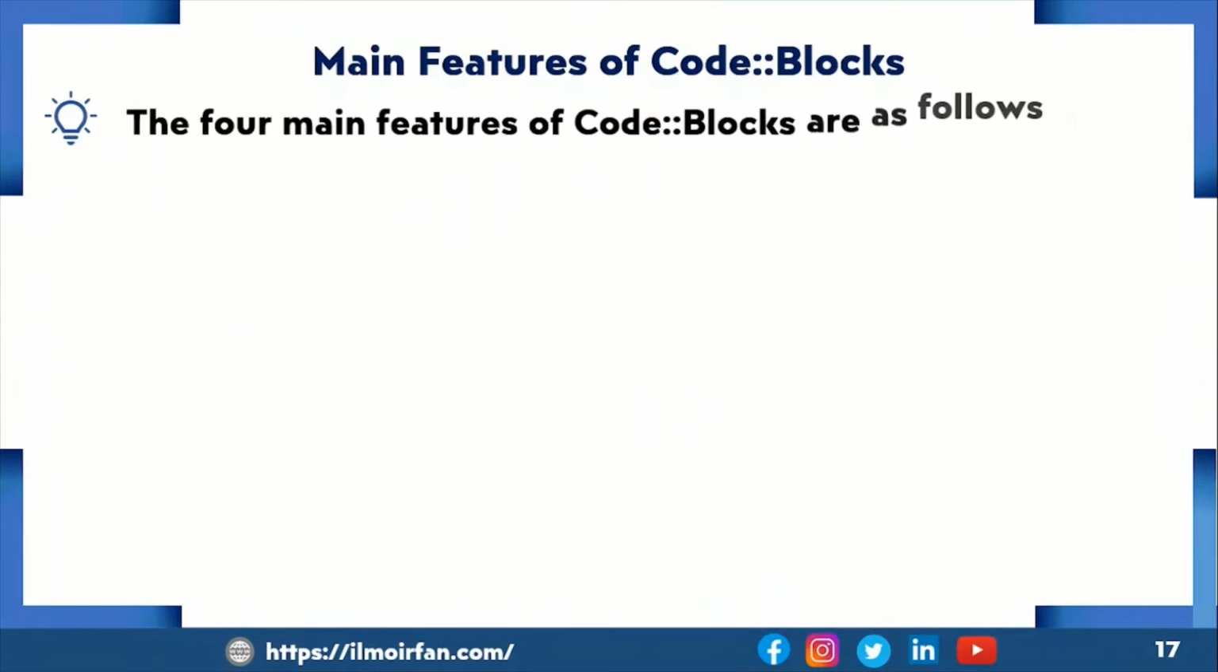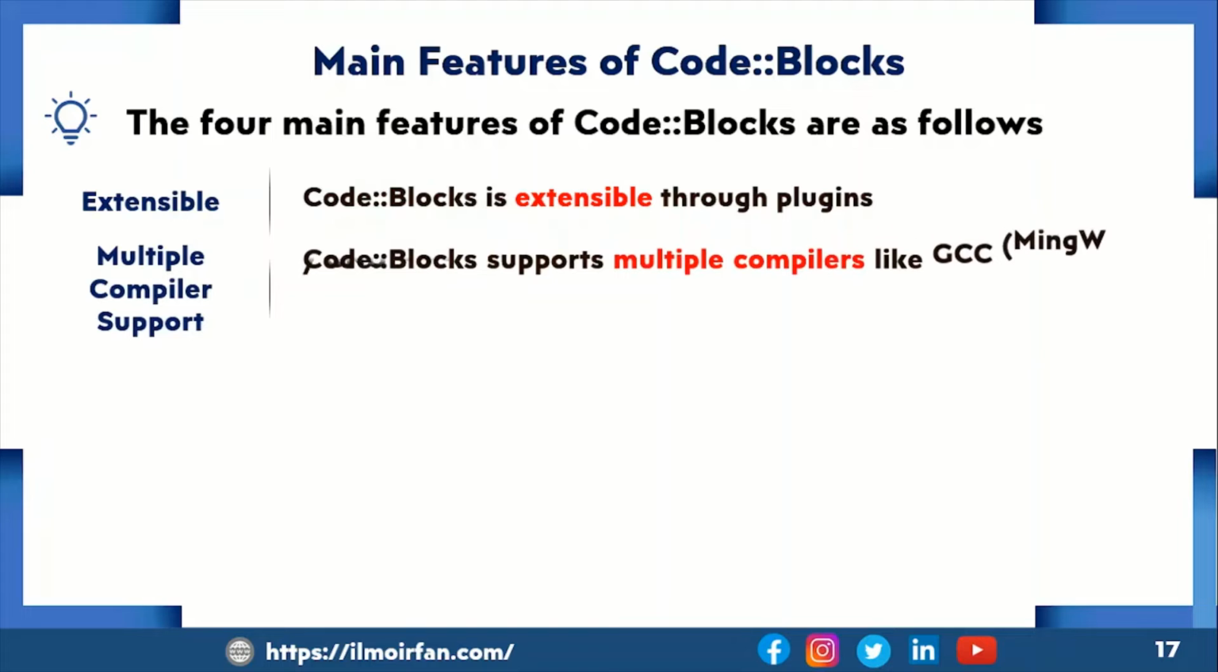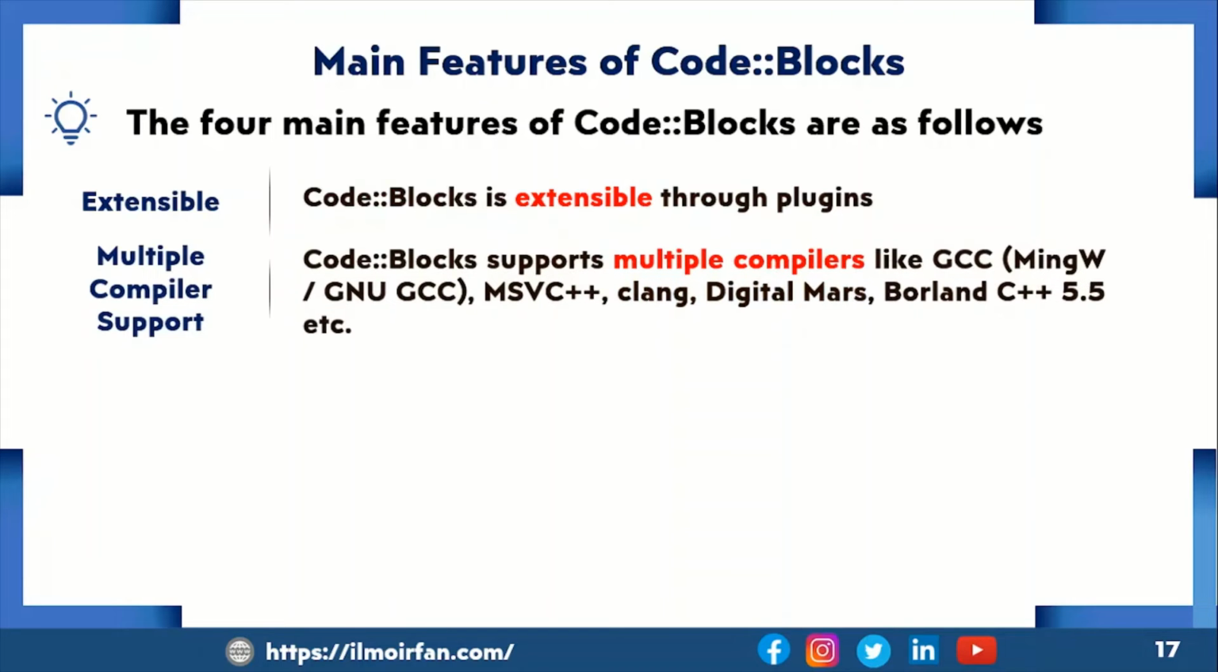Now, let's discuss the main features of code blocks. The 4 main features of code blocks are as follows. Number 1 is extensible. Code blocks is extensible through plugins. Number 2, multiple compiler support. Code blocks supports multiple compilers like GCC, MSVC++, Clang, Digital Mars, Borland C++ 5.5, etc.